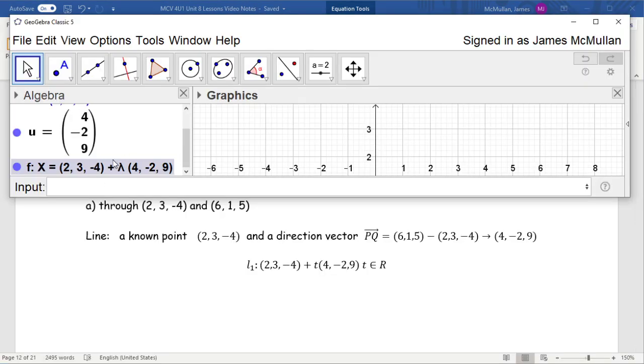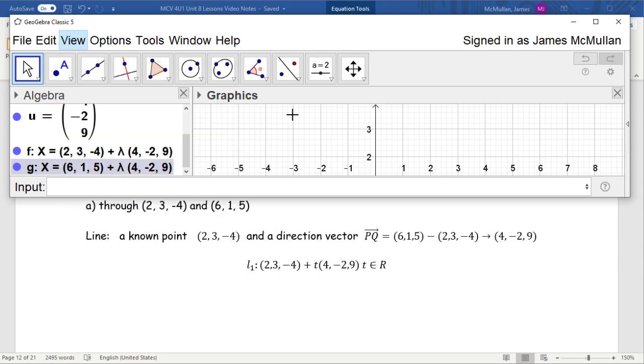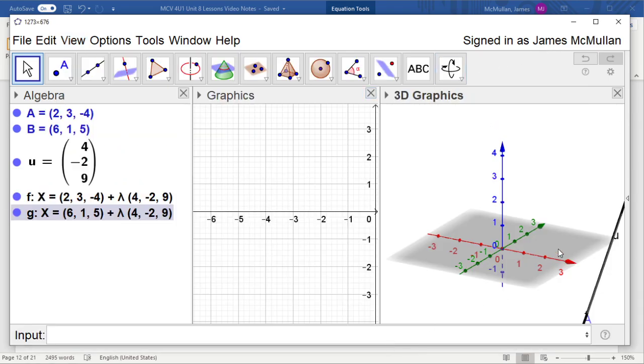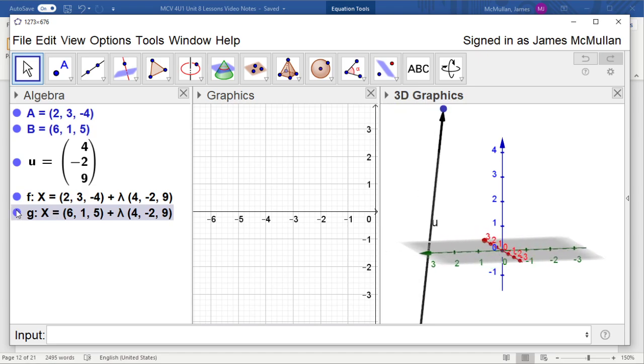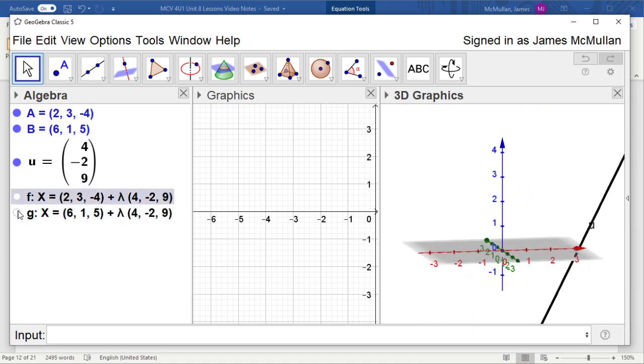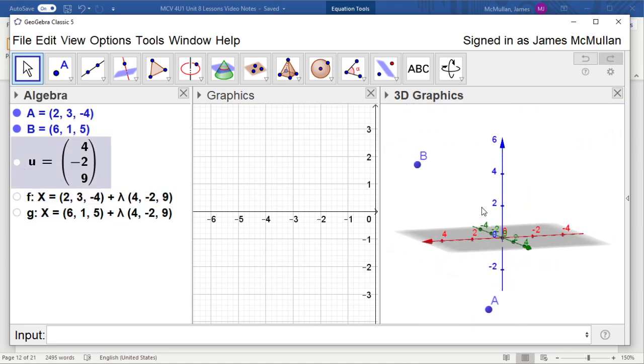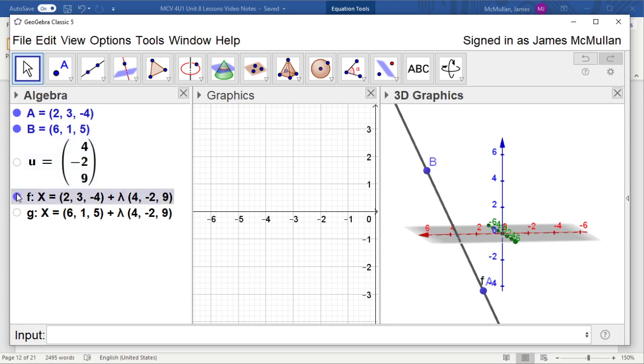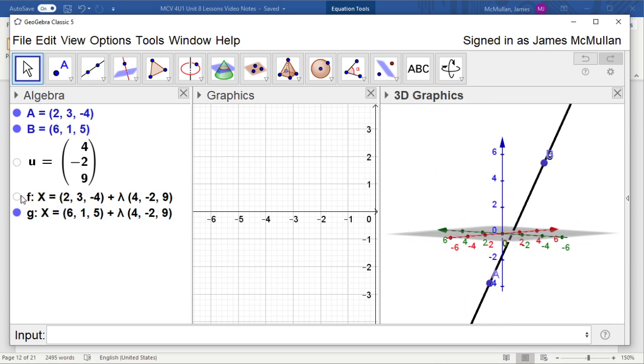Now, mind you, this is not unique, right? There could be more than one answer here, but if I make another line, let's say that passes through B with vector U, you can see it's a quote different equation, although when you actually look at it, the lines are identical, right? So there's line F. Oh, sorry, I'll get rid of the vector maybe. Okay, there's line F, and there's line G. So, they're exactly the same thing.